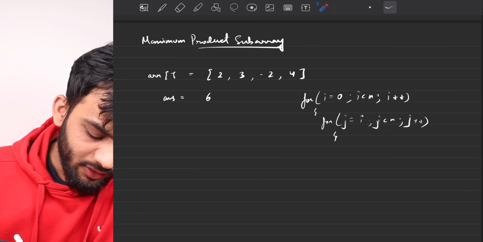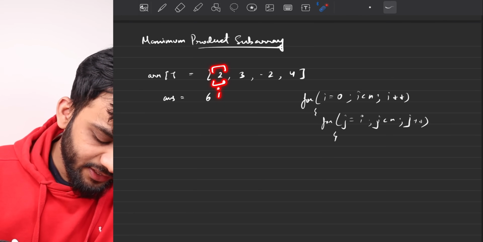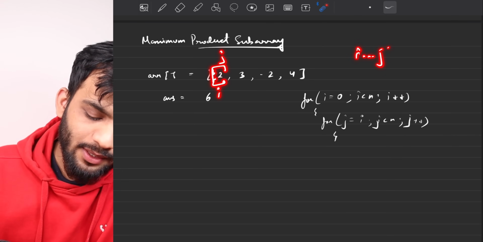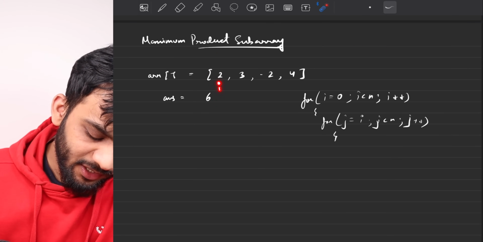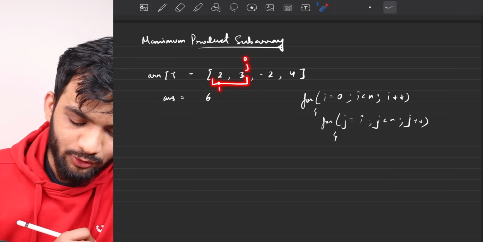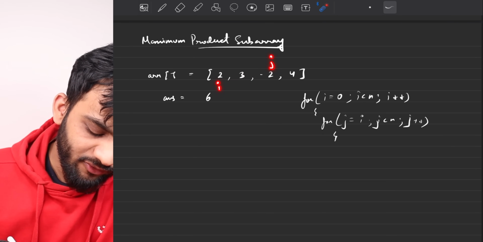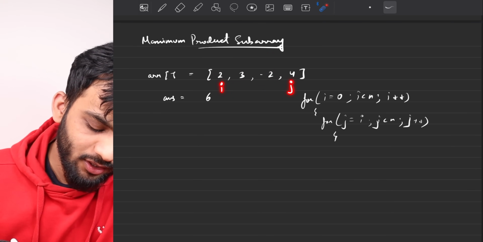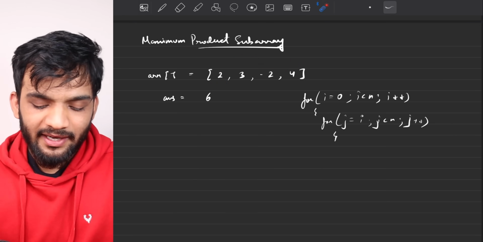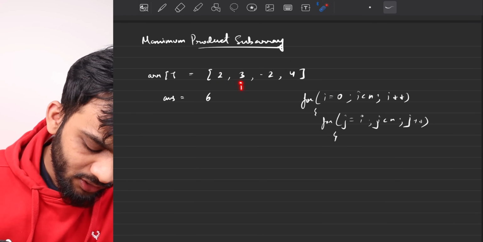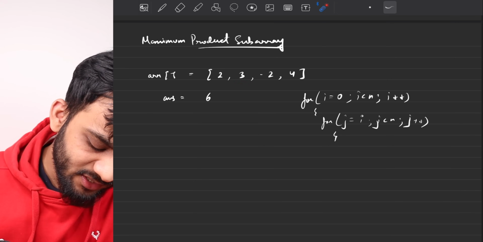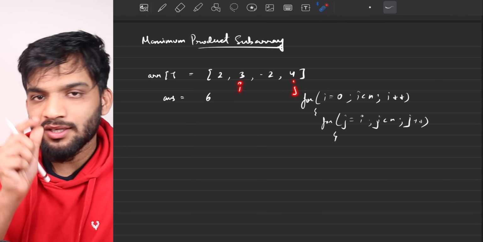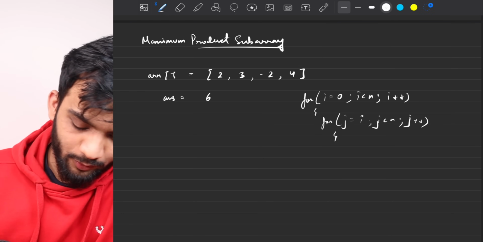So if i is here, j is here, what is the subarray? It's from i to j. The next moment i will be here, j will go here. So it's from i to j. The next moment i will be here, j will be here. So it will be from here to here. After that I will increase i and I will be here. So this is the next subarray. Next subarray will be this. And then the next subarray will be this. So the subarray is from i to j. We know that for sure.